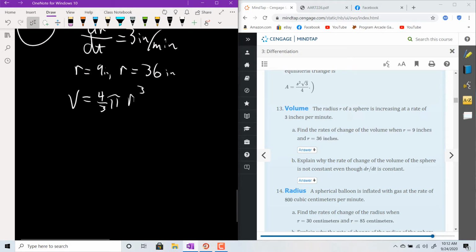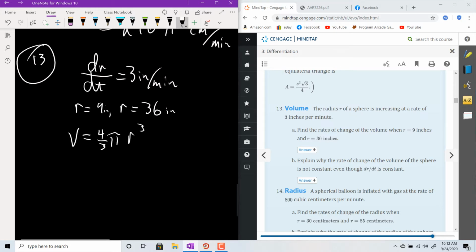And so now we need to differentiate that implicitly. We're looking for the rate of change of the volume, so dV with respect to t. So go ahead and take the derivative of this implicitly with respect to t. The other side here we have bring down the 3 times the 4/3 pi times the r now to the second power.